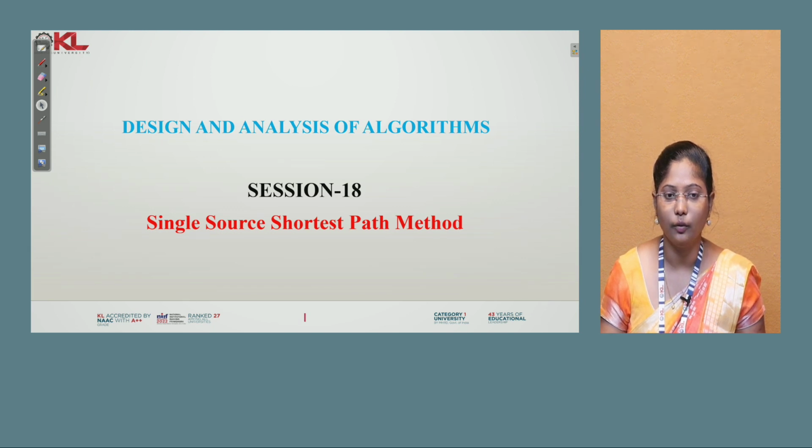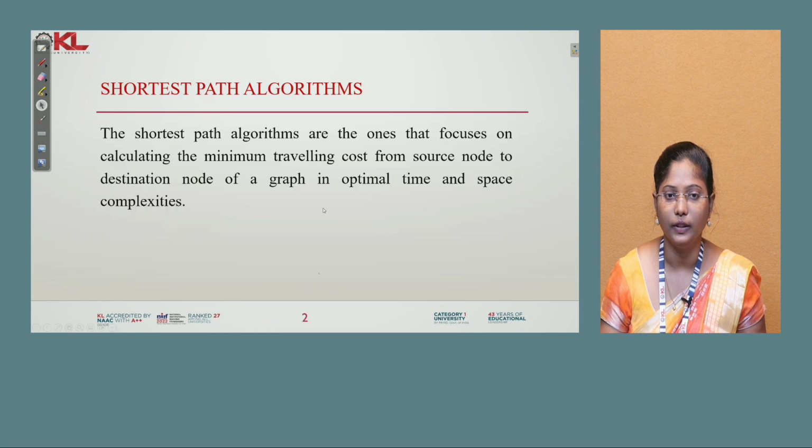In today's session, we are going to discuss single source shortest path method in design and analysis of algorithms. Before going to discuss single source shortest path method, I just want to mention shortest path method. Shortest path is nothing but the shortcut way between two nodes or two cities. To find this shortest path, we have some algorithms. These algorithms are used to calculate the minimum traveling cost from source node to destination node of a graph in optimal time and space complexity.